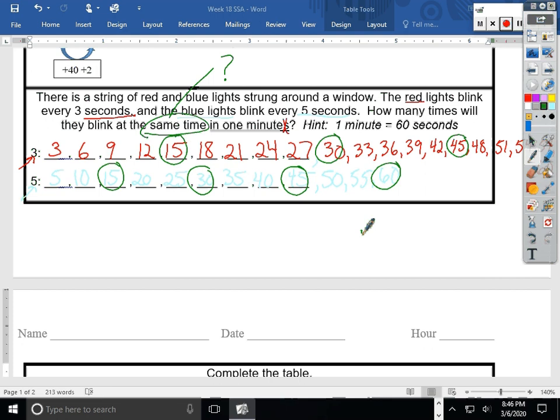So instead of thinking about 1 minute, I thought about 60 seconds, and I did my multiples all the way to 60, and I'm going to see how many things they have in common. Well, 15 is 1. 30 is the second common multiple. Here's the third common multiple. Here's the fourth common multiple. It seems like they're going to blink 4 times at the same time. They're going to blink 4 times together. How's that?